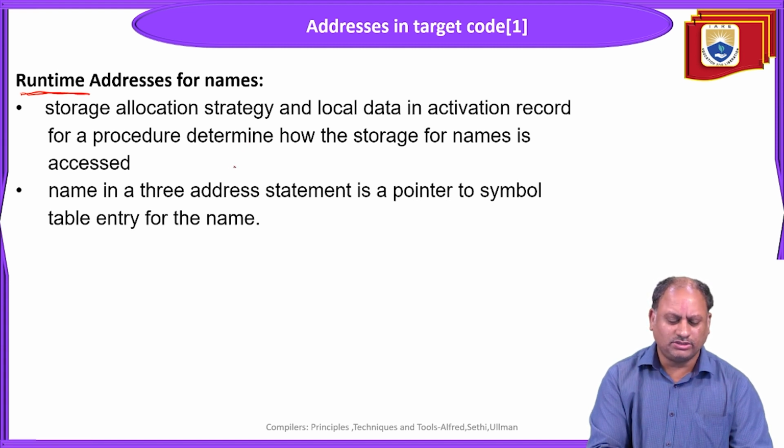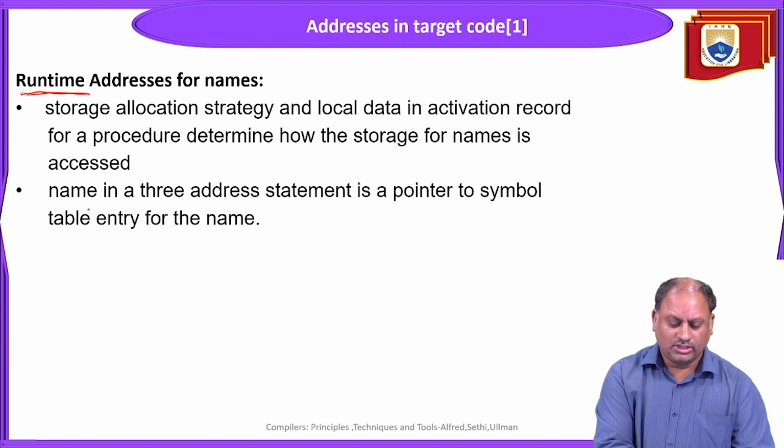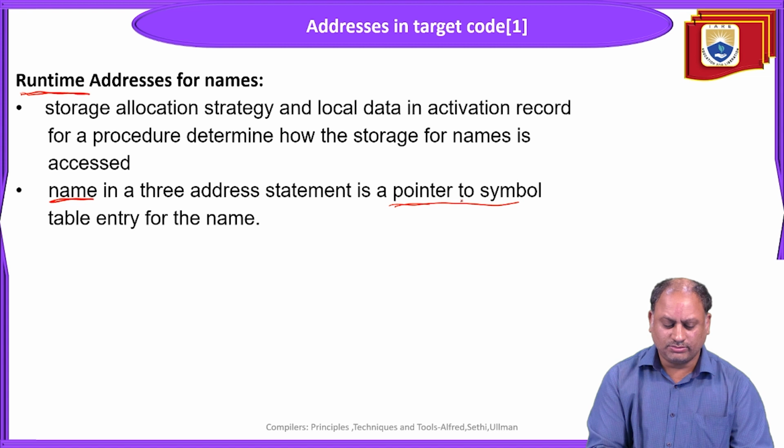So this strategy is applied for the storage allocation, and the names which are available as local data in the activation record for a procedure are used to determine the storage for the names and then the accessing of the names. The storage for the names which is accessed depends on the procedure which is activated at the time control begins. And the name in the 3 address statement is a pointer which is assigned to some symbol table entry for the name.